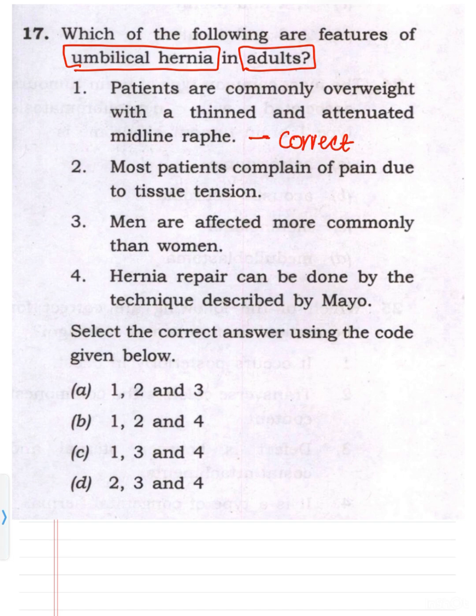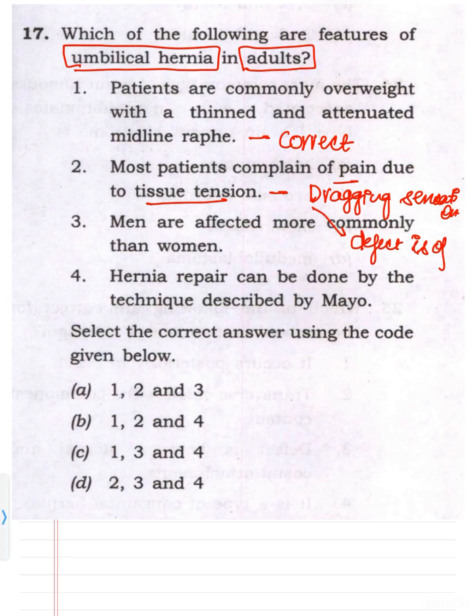Now second, most patients complain of pain due to tissue tension. So this is correct. There is a dragging sensation. So pain is a dragging sensation. The defect is generally small, and contents get stretched. So second is also correct option. So 1 is correct, 2 is correct.